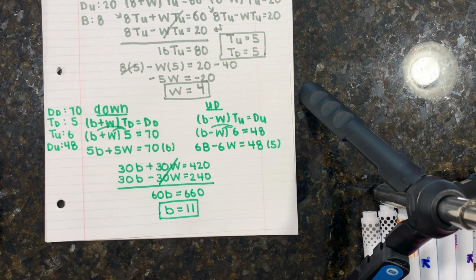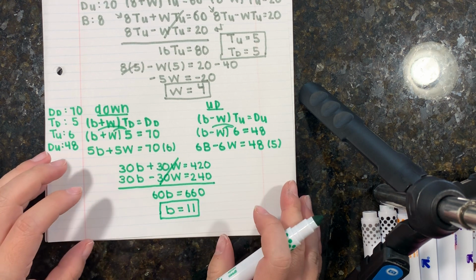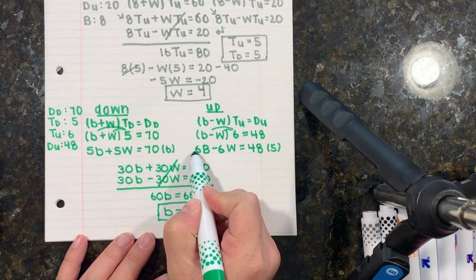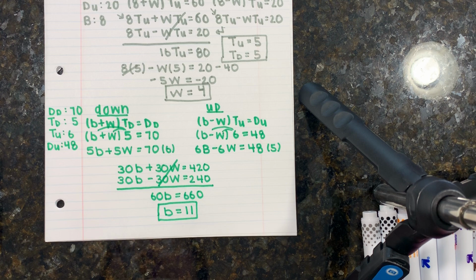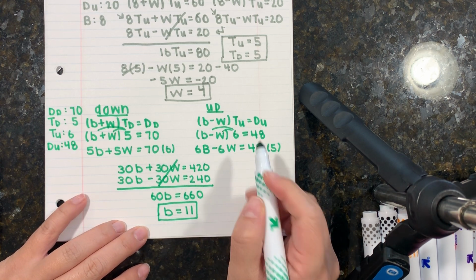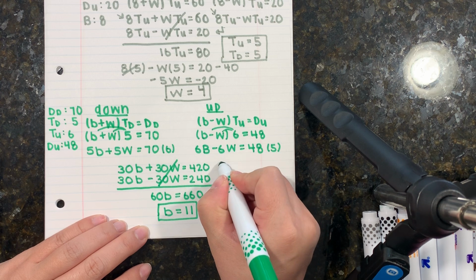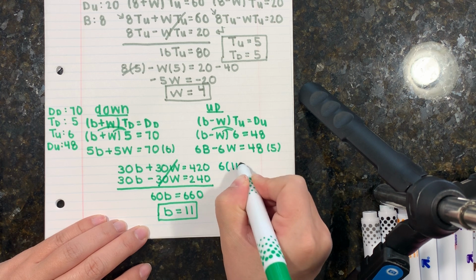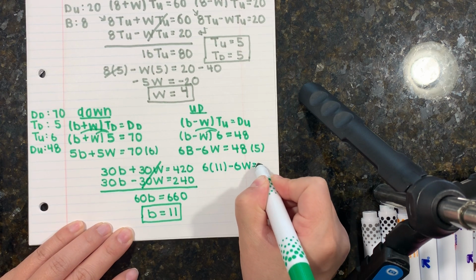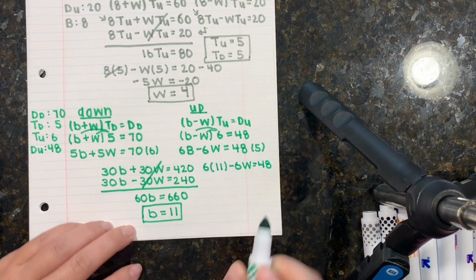But you're not done yet, because we still have to solve for the speed of the current. Now you can take this B and plug it into either this equation or this equation. It doesn't matter which one, either would give you the right answer. So I'm going to look at this equation on the right. It says 6 times B, which is 11, minus 6W equals 48.